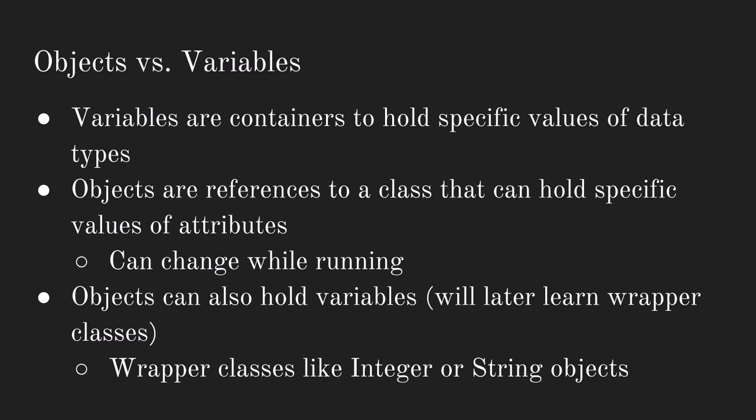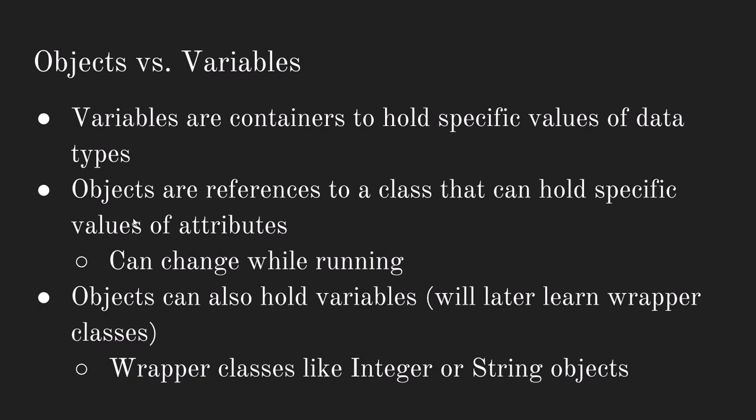Also, one thing to point out is many people get confused between objects and variables. Variables we already went over. They're basically containers that hold specific values of data, whether that be an int, a double, a Boolean variable like true or false, or a character. On the other hand, objects are references to certain classes that can also hold specific values of attributes.